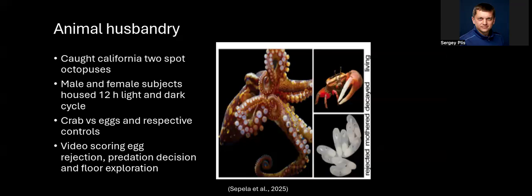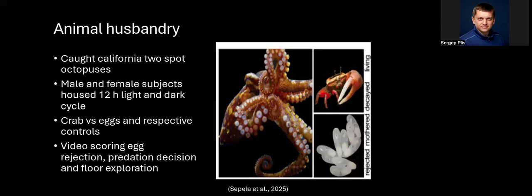But they had crabs living and deceased, and then they looked at how the octopus interacted with this crab, whether it's decaying or alive, or the eggs, whether these were actually mothered eggs or whether they're just false eggs, if that makes sense. And then they monitor the behavior and a whole bunch of other stuff, which I'm going to get into.